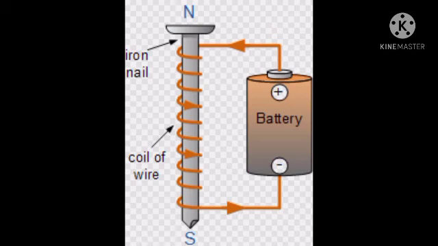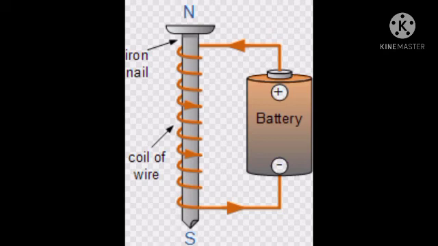Now take the pins near the head of the nail. What will you see? What are you going to see? Any idea? During the above activity, we saw that pins stick to the nail. Now stop the electric current and see what happens. The pins sticking to the nail fall off.